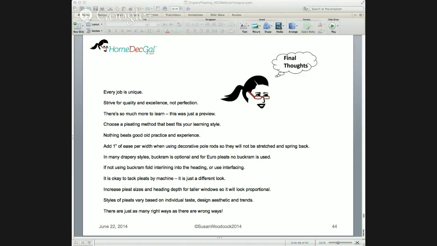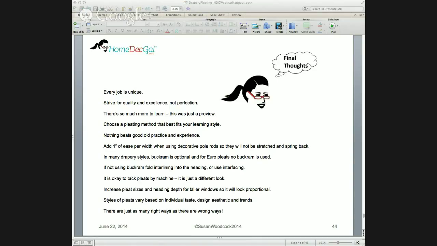Add 1 inch of ease per width when using decorative pole rods, so the draperies will not be stretched. If they're stretched, they'll spring back. There's nothing to hold it in place. So 1 inch per width is a good general guideline.